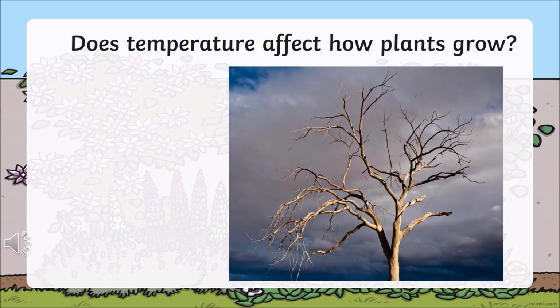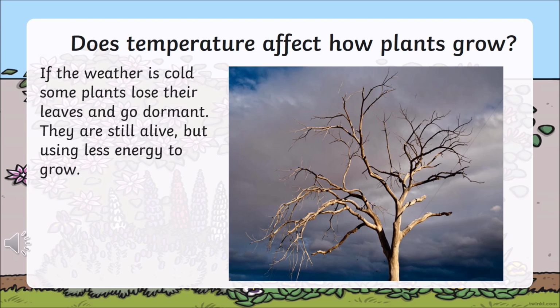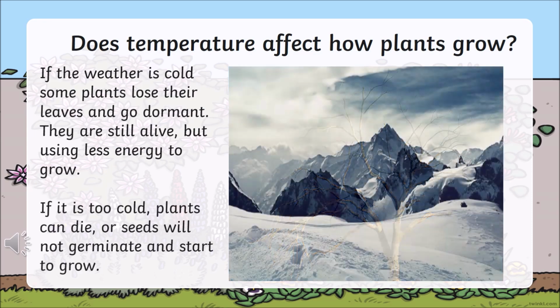What's wrong with this tree? Is it dead? Actually, no, it's not. It's just sleeping. If the weather is cold, some plants lose their leaves and go dormant. They're still alive, but they're using less energy to grow. But if it's too cold, plants can die or seeds will not start to germinate and plants will not start to grow. Like on this mountaintop where there's always snow. You won't see any plants here.